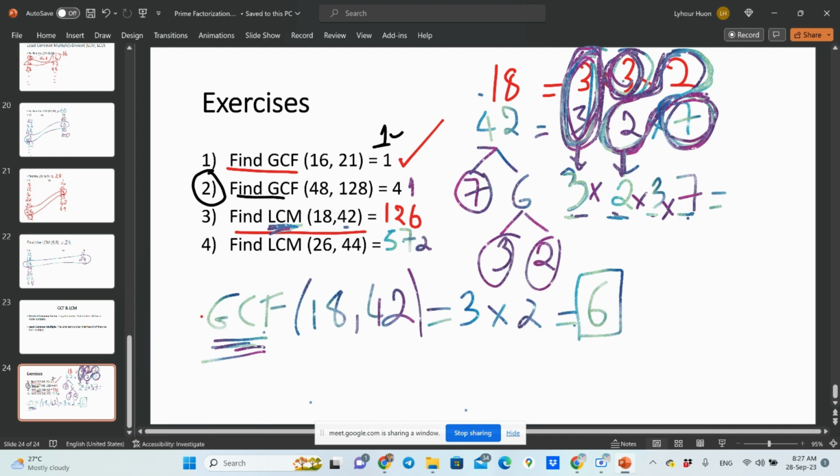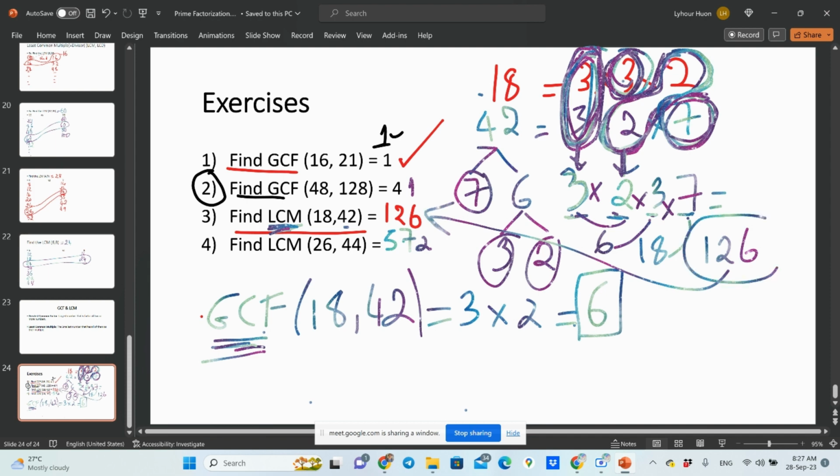3 times 2 is 6, times 3 is 18, times 7 would be... 120? Wait, is it 126? Yeah, 126, which is here. So your answer is correct, right? So to find the LCM, we can use this method as well. GCF only takes the common pair. For LCM, the common pair is taken as one term. Beside that, we take everything.